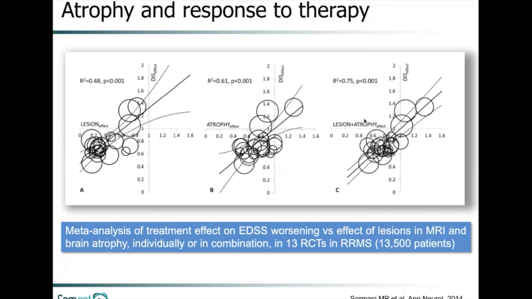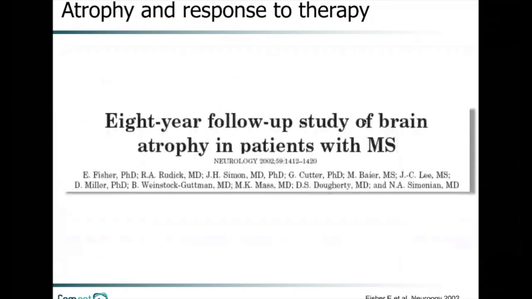But what if we consider patients as single observations? So this is a very seminal study by Elizabeth Fisher using data from the pivotal trial of Avonex, and they look at what happened in the 2 years of trial, and then trying to predict EDSS after 6 years.